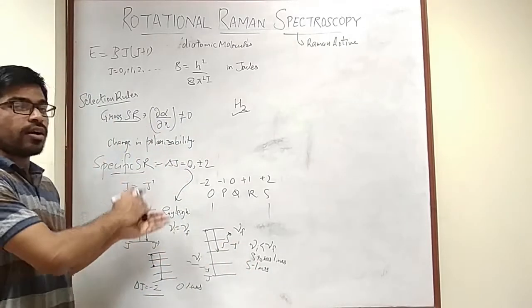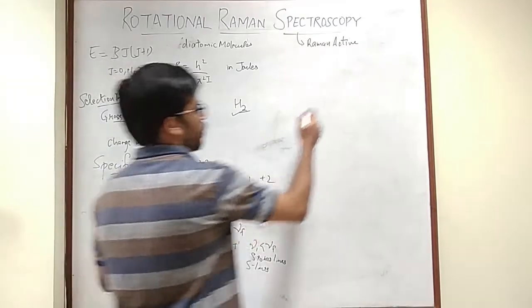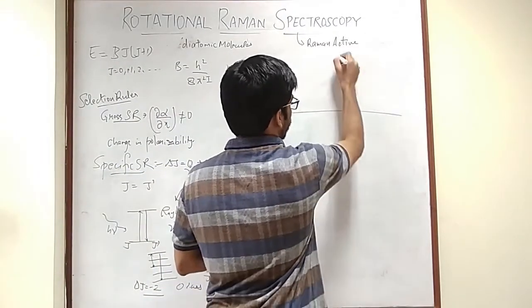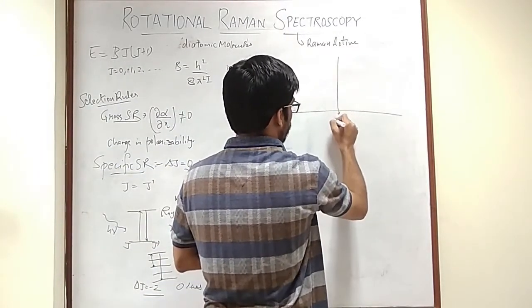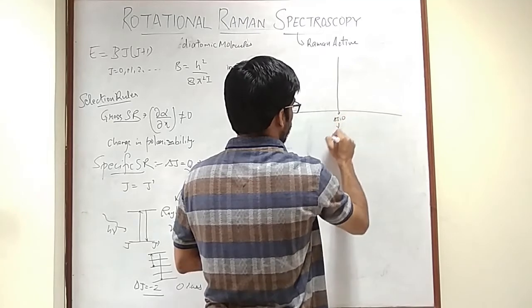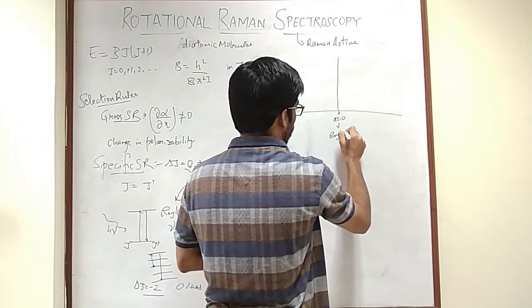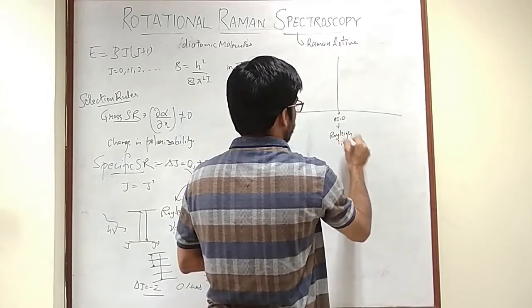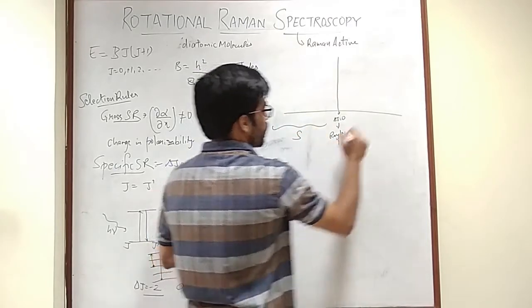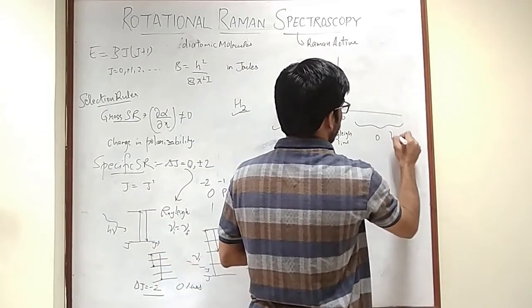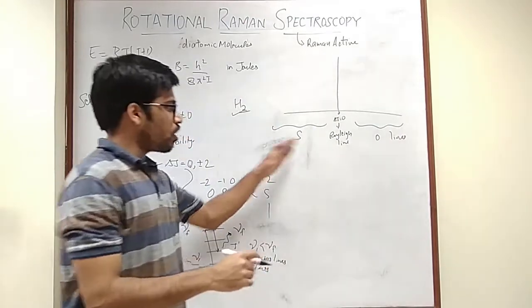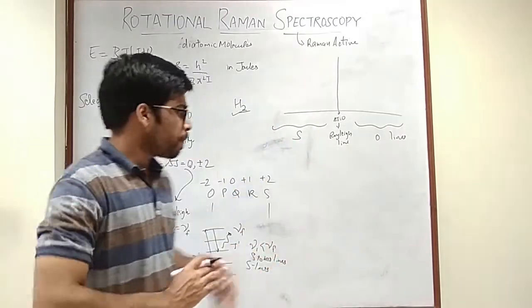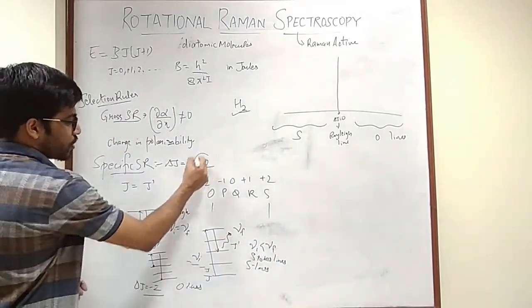So S lines. When we have the Raman spectra, this is your delta J equals 0 or Rayleigh line. So this is the S line, this is the O line. Don't make a mistake, O comes first, so it will be first. Okay. Now, why is it ±2?